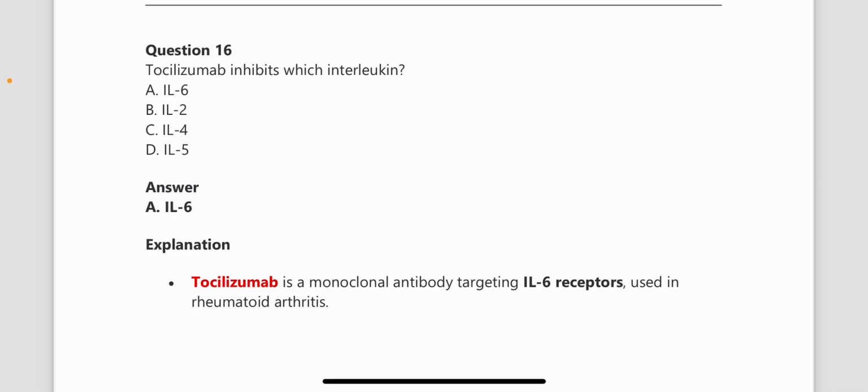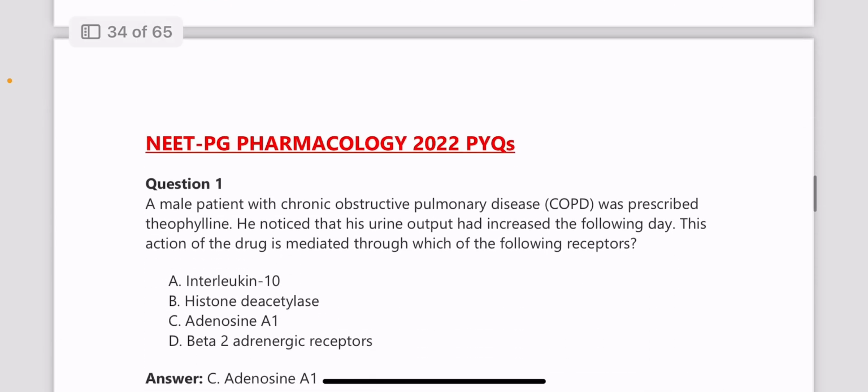So guys, since the exam is nowadays going towards the tougher side for the NEET PG, you can always expect questions from monoclonal antibodies as well. So tocilizumab is a monoclonal antibody targeting interleukin 6 receptors, and it is used in rheumatoid arthritis.